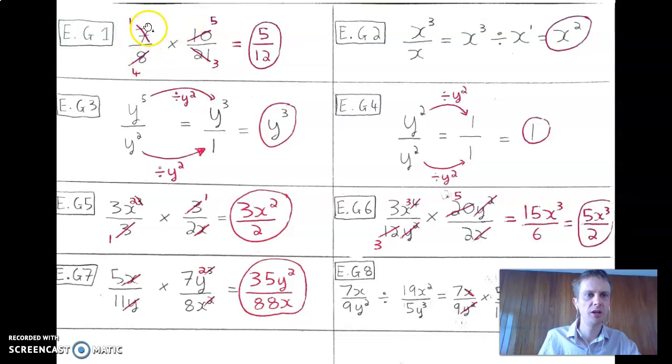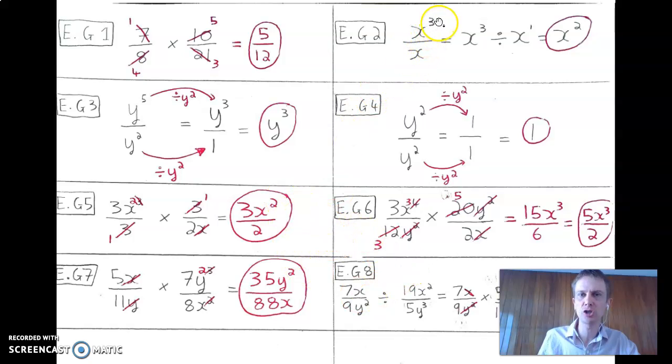This first one here, if we've got 7 over 8 multiplied by 10 over 21, you should already know that you would divide your 8 and your 10 by 2 to get 4 and 5, and your 7 and your 21 by 7 to get 1 and 3. 1 times 5 is 5, 4 times 3 is 12. Working out for this task is really, really important. You cannot be doing this in your head, you're going to make mistakes. You want to write it all down just like I've done here.